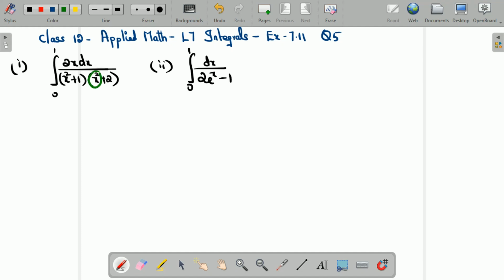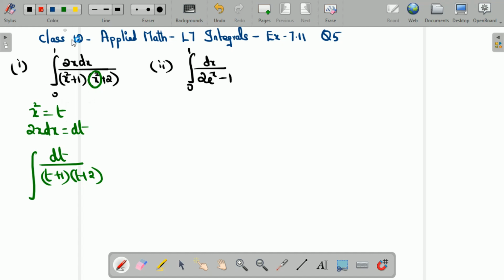So first we are going to put x squared is equal to t. So x squared is equal to t means 2x dx is equal to dt. So the integral will become integral of dt divided by t plus 1 into t plus 2. So this will be solved using partial fraction. But let's fix the limits also.